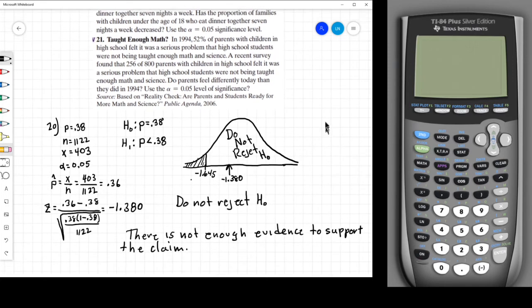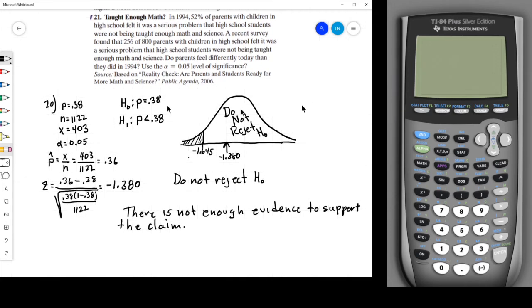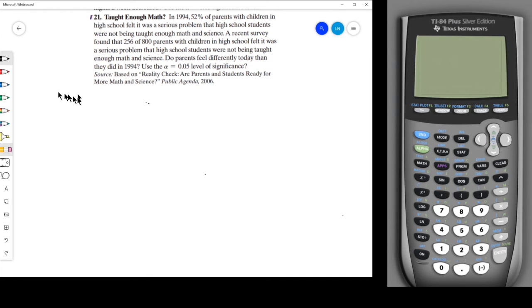All right, so let's pull the information out of this problem here. Let's go back to the beginning. In 1994, 52% of parents with children in high school felt it was a serious problem that they were not being taught enough math and science. That is going to be our P. This is what we are going to assume is true until we find enough evidence to refute it. So 0.52.